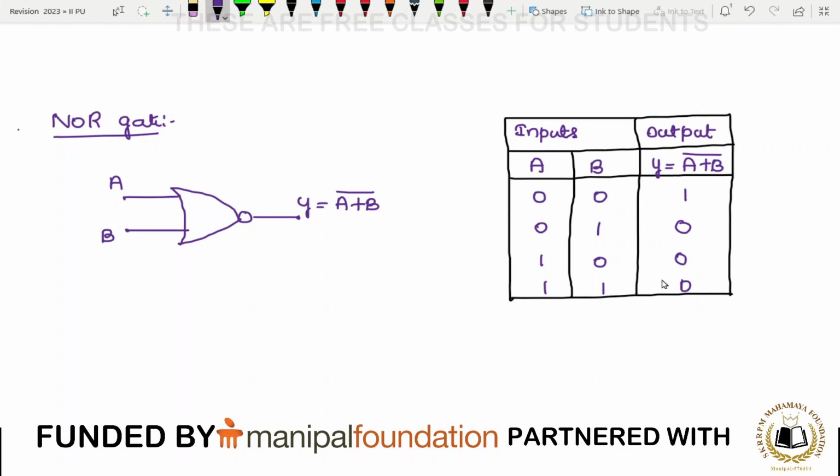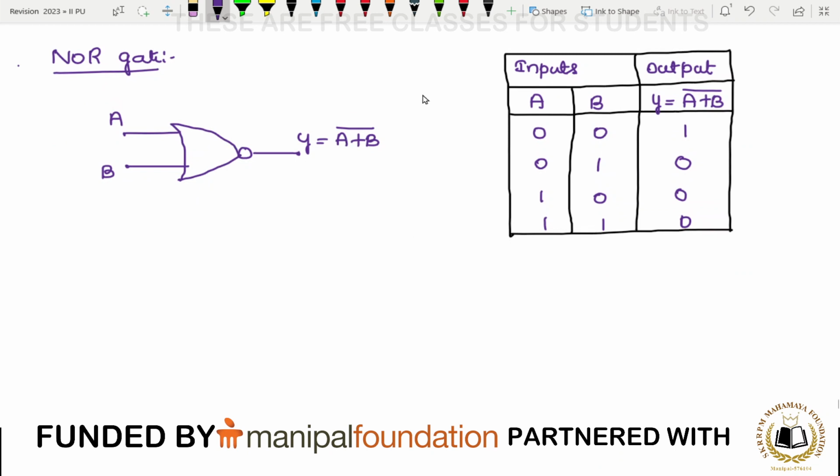So this is the truth table of the NOR gate. It is a combination of OR and the NOT. This is called NOR gate. By using this gate, we can design any other gates. Therefore, this gate is also known as universal gate. NOR gate is also known as universal gate. Okay, we'll discuss the next one now.